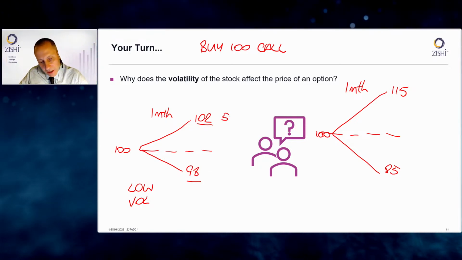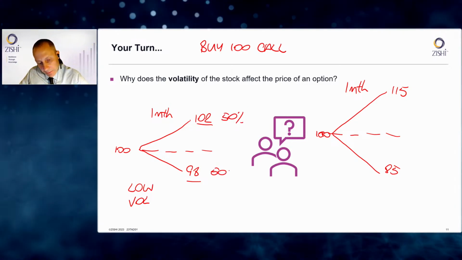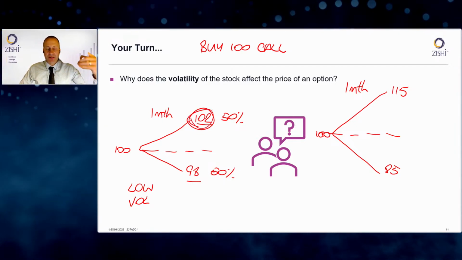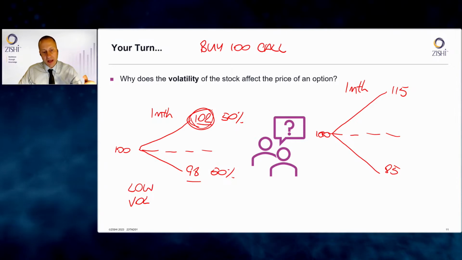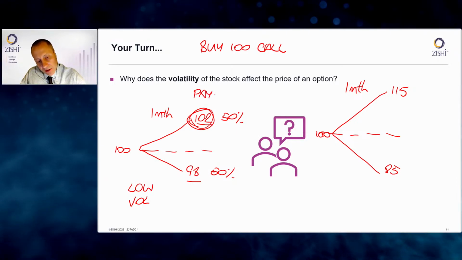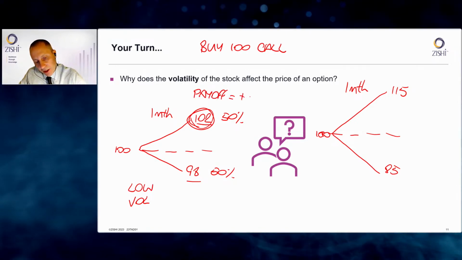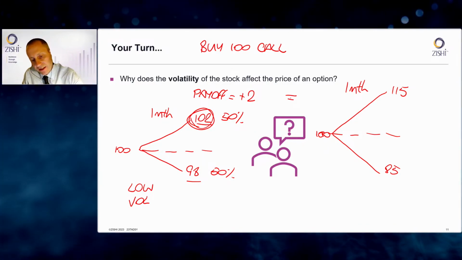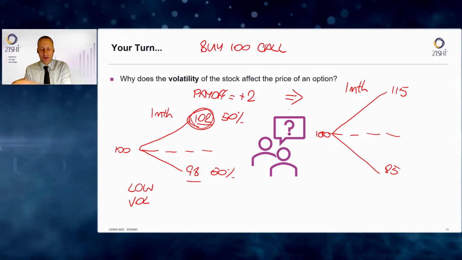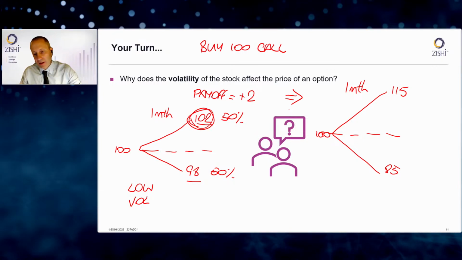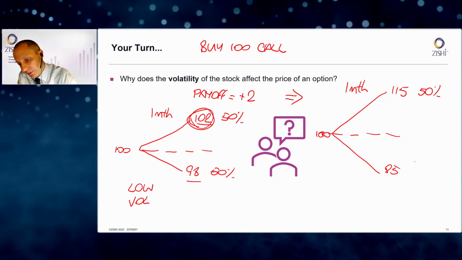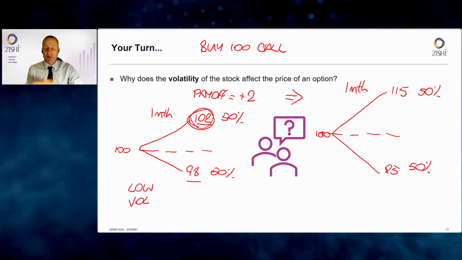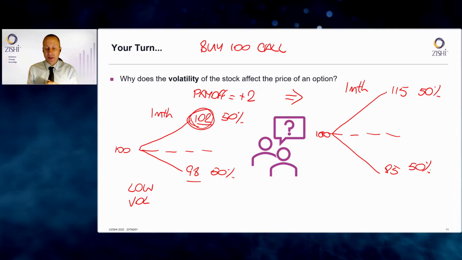Now, both of these may come with a 50% probability, but it's only this 102 that interests you because that's the move which generates a positive payoff. So in that case, if we get a move up in this low volatility stock, I'm going to get a payoff of +2 on my call option. If we now translate this across to the high volatility version, again, we're talking about possibly a 50-50 percentage movement up or down. But if we do move up, we move much further.